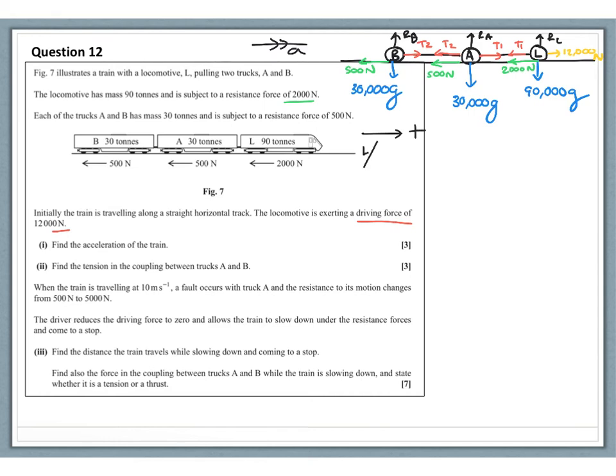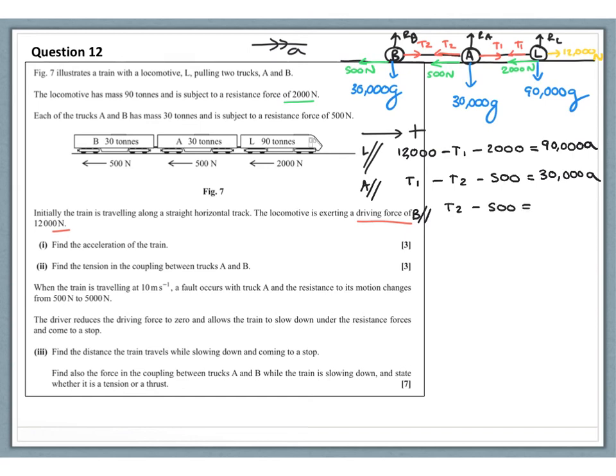Let's look at the forces acting on each object individually, each particle. Let's start with L. So I've got 12,000 going to the right, take away T1, take away 2,000, those two going to the left, equals 90,000 multiplied by the acceleration. Forces acting on A, again, the right is positive, so this time I've got T1, take away T2, take away 500, equals 30,000 A. And then forces acting on B, I've got T2, take away 500, equals 30,000 A.